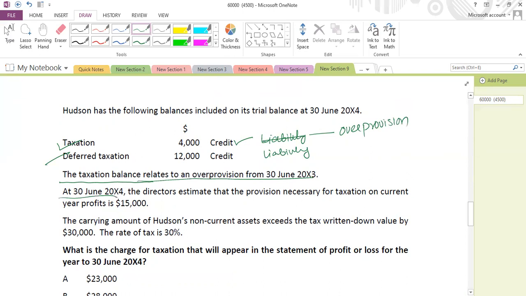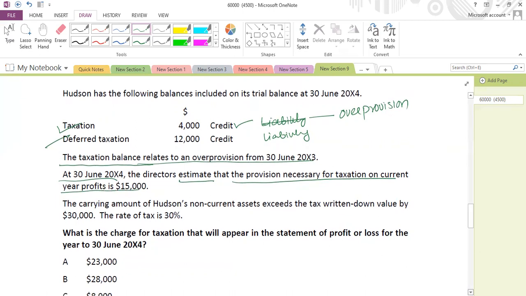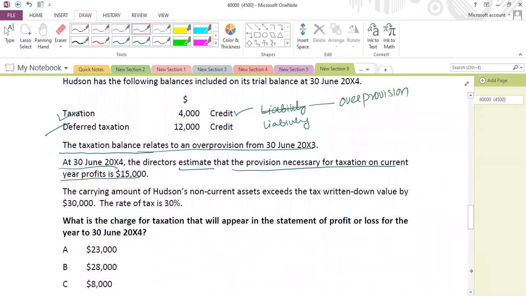At 30th June, the director estimates that the provision for current year is 15,000. So opening balances are there, and estimate for the year is 15,000, and there is an over provision of 4,000. So deduct over provision. So income tax expense for the year to be shown in profit and loss account is 11,000. Now let's talk about the deferred tax impact.